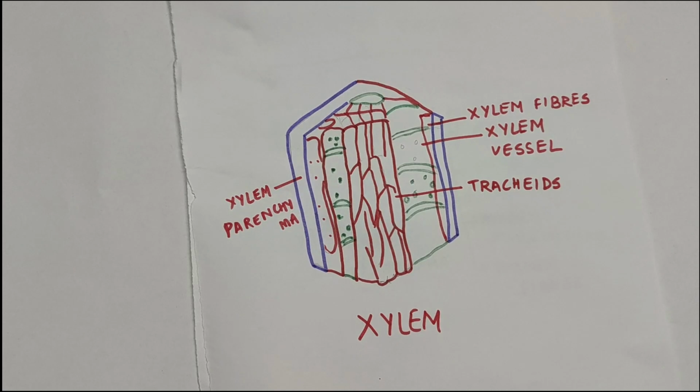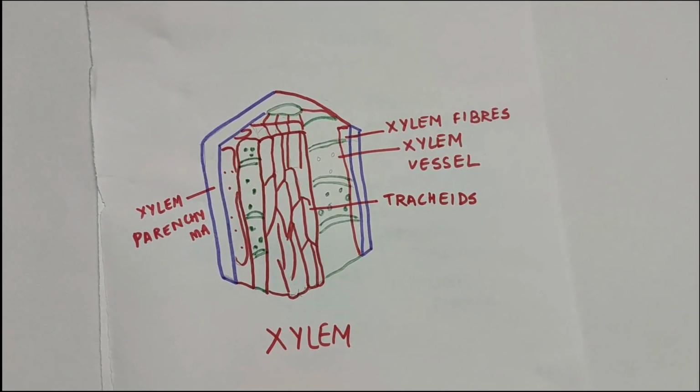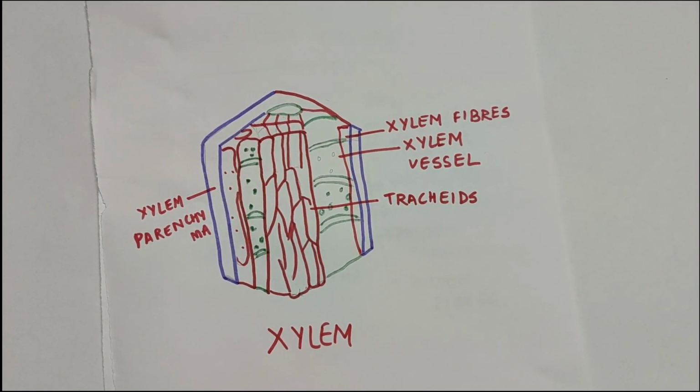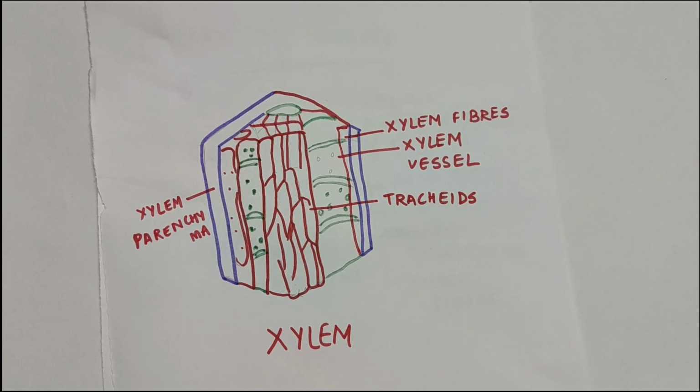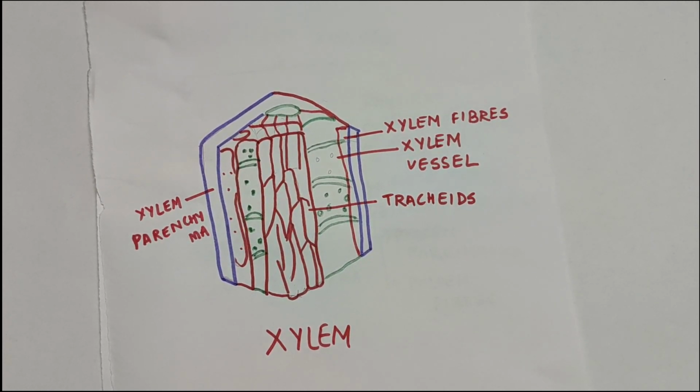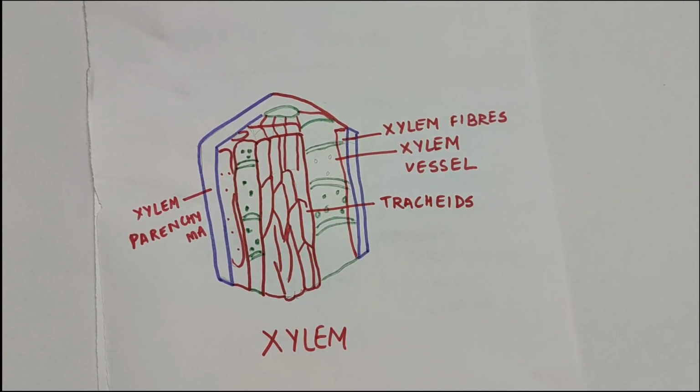The xylem fibers are thick cells that provide mechanical support to the plants. And the xylem parenchyma, which is the only living part of the xylem, stores water, minerals and carbohydrates for the plants. Then we go to the next part, which is the phloem.